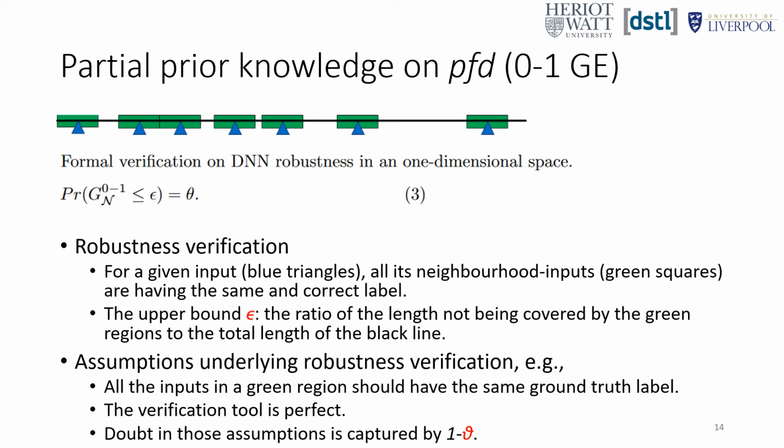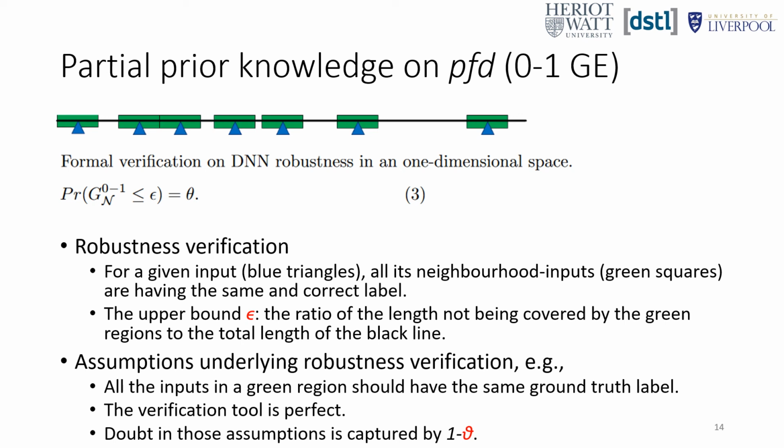Now let's see a simplified example of how to get a confidence bound on the 0-1 generalization error, like this equation 3, from the robustness verification in a one-dimensional input space. Essentially, robustness verification assures us that for a given input represented by those blue triangles in the figure, all its neighborhood inputs represented by those green squares on the black line have the same and the correct label. Then the upper bound epsilon is essentially the ratio of the length not covered by the green regions to the total length of the black line. That is intuitively the probability that a randomly selected input on that black line will not fall into those green regions.